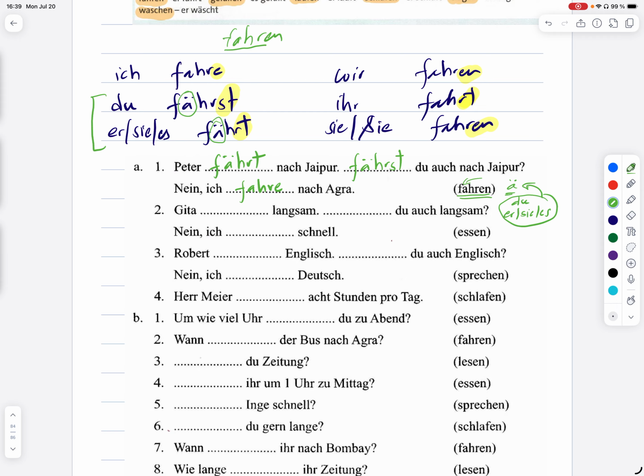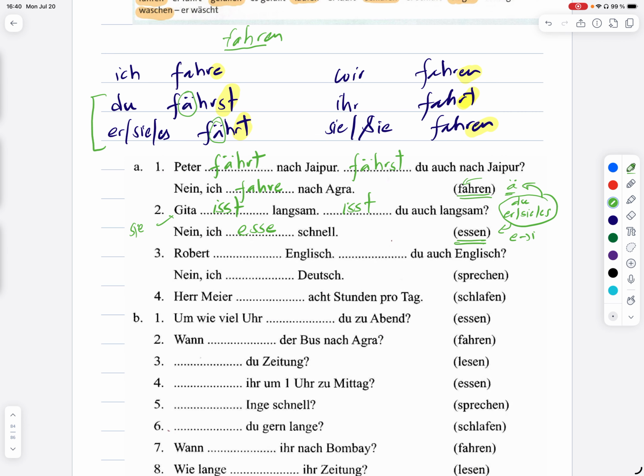So Gita langsam, du auch langsam? Nein, ich schnell. So we will do essen here. So Gita isst, because she is the third person singular pronoun. Sie isst langsam, isst du auch langsam? Nein, ich esse schnell. Right? So we will also conjugate for du and er/sie/es where e will go to i, and then at the end we have the similar conjugation as for the regular verbs, right?